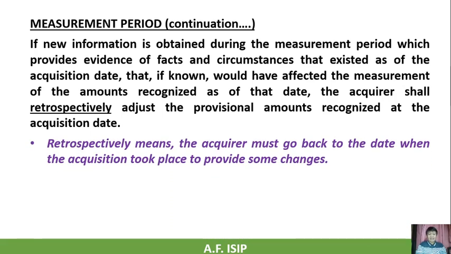Retrospectively means the acquirer must go back to the date when the acquisition took place to provide some changes. As I have said, when the business combination happened on January 1 of 2020 and the new information was obtained June 1, 2020, the adjusting entry must cover January 1. That is the date of the acquisition.